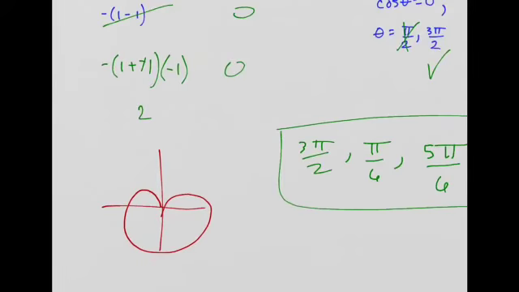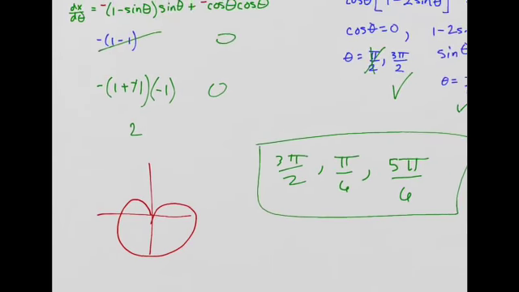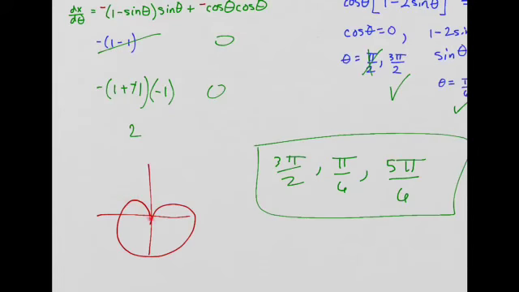And then you continue on, and at 5 pi over 6, that's this one, right? I think. Yes. At 5 pi over 6, we get another horizontal tangent. And then we keep going around, and at 3 pi over 2, we get that. And then it continues all the way around. So there you have it.